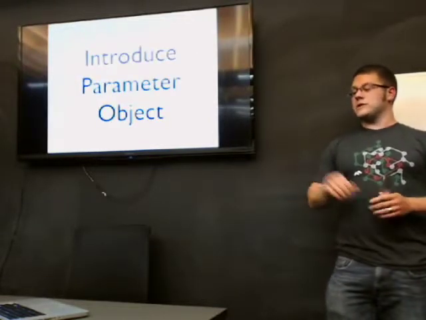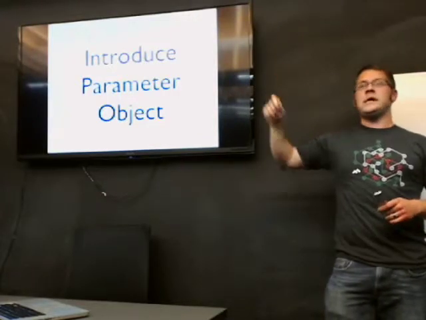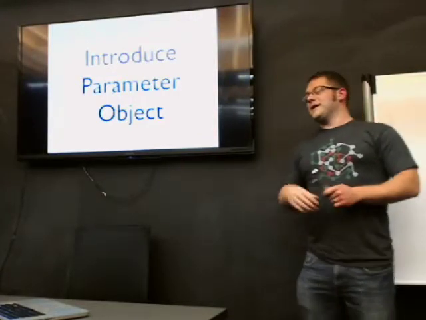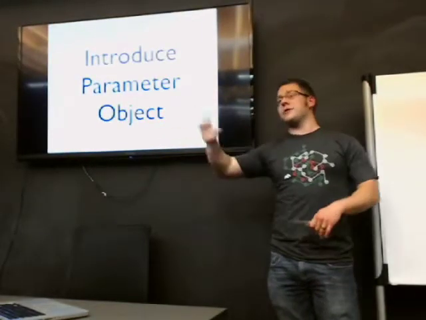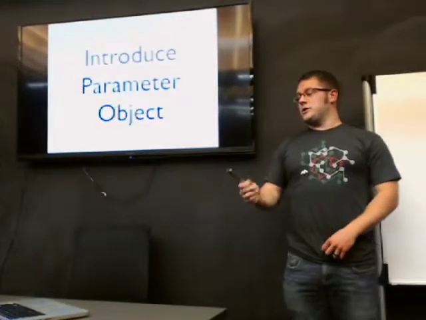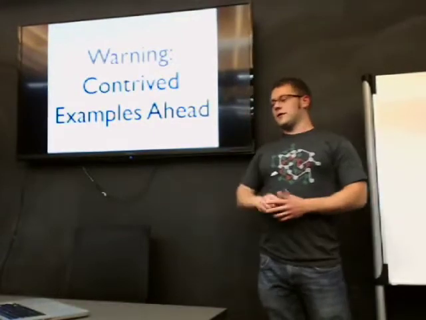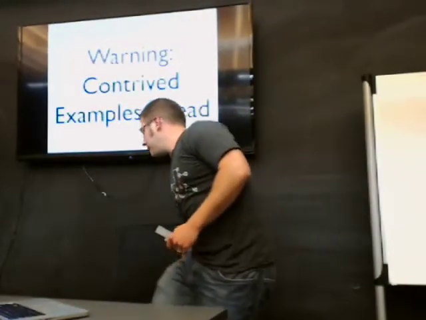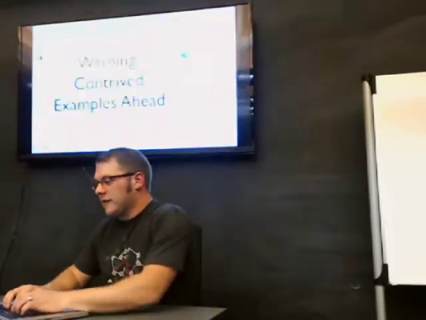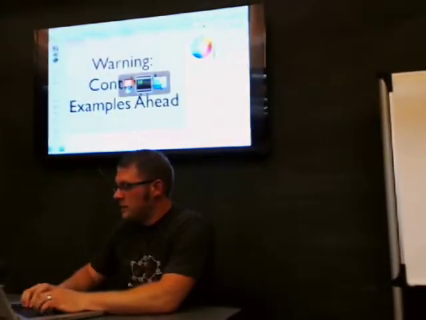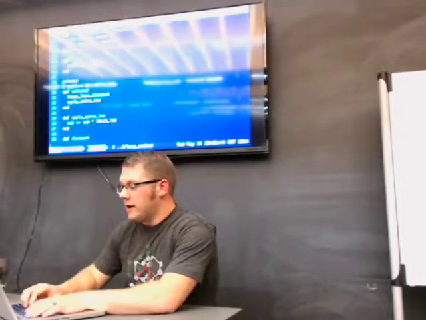Introduce parameter object, which is not unlike the thing we did a second ago where it made it look like Java. That's not a knock on this pattern, because like I said before, that was a contrived example, and there are going to be good instances in which you should do this, and we may not get that far today. Again, contrived examples ahead, including lots of code that you've probably seen before, like 10 minutes ago. I know, I didn't write it.